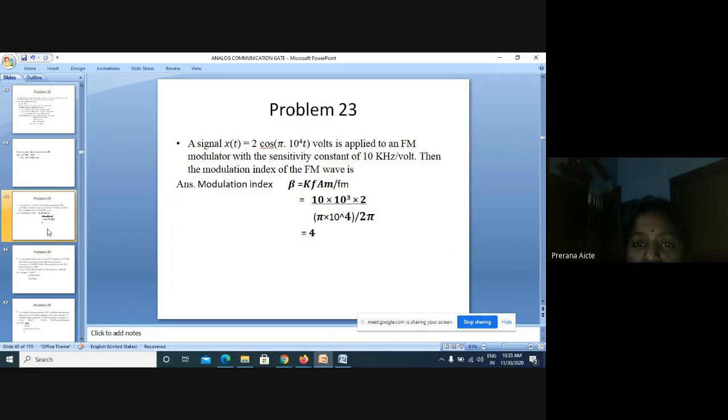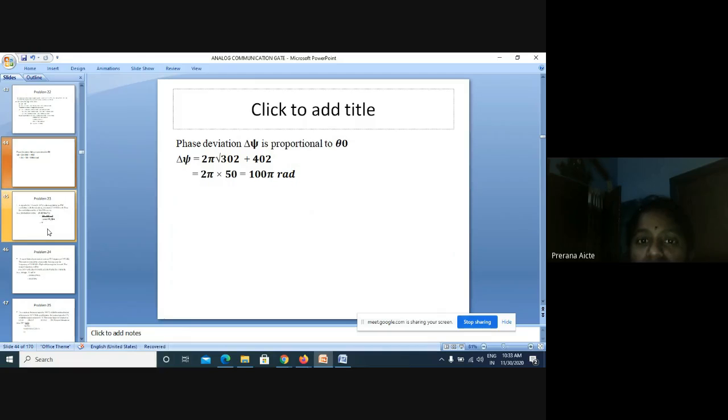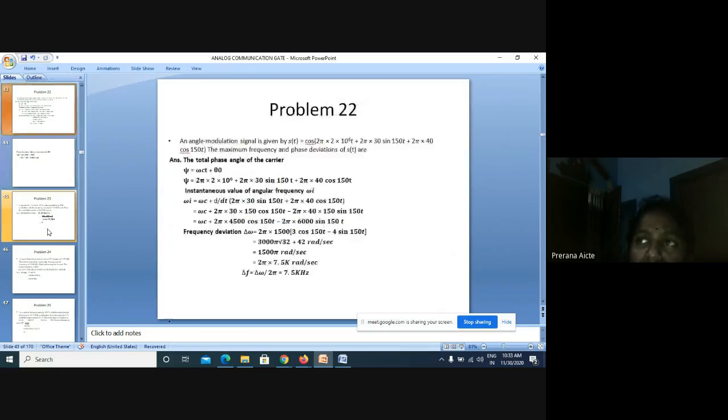So where kf is the frequency sensitivity, a constant of 10 kilohertz. The units are kilohertz per volt. And they may ask us to find the maximum frequency deviation, the minimum frequency deviation, and the maximum phase deviation.